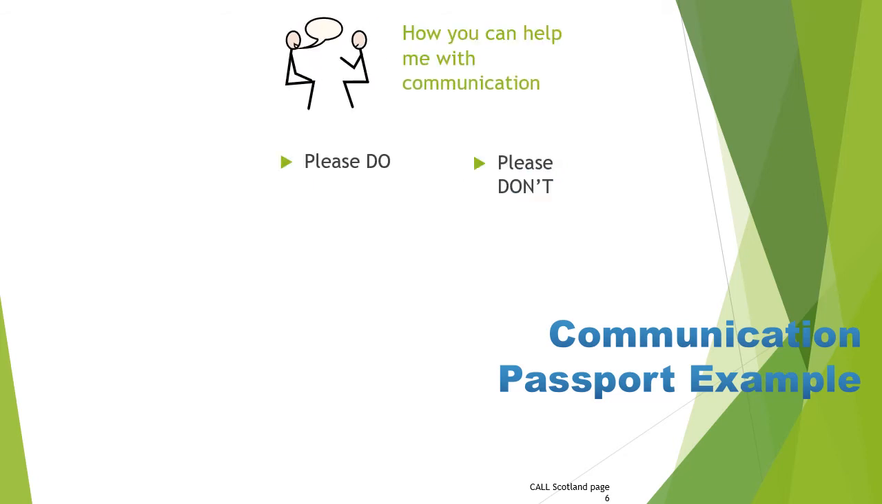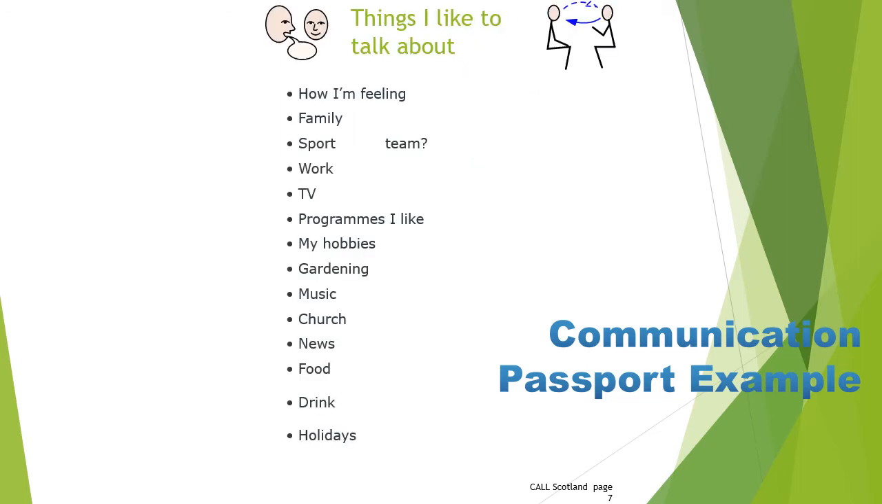How can you help them communicate? So please do, please don't. Again, it's important for you to know what you can and what you can't do. Everybody's individual, and if they can't verbally tell you, you'll read it in here so you will know how to communicate. Things that person likes to talk about: how they're feeling, the family, sport, work, TV, the programs they like on the television, what their hobbies are.